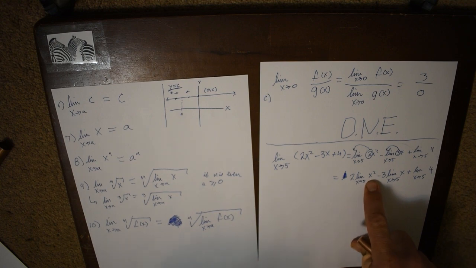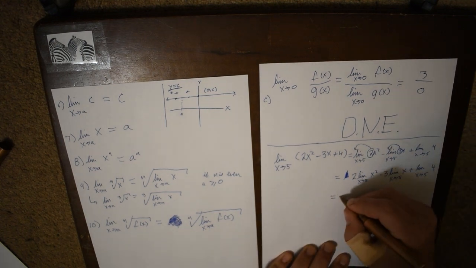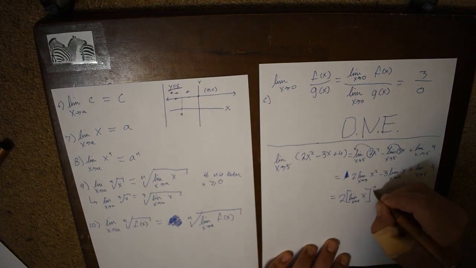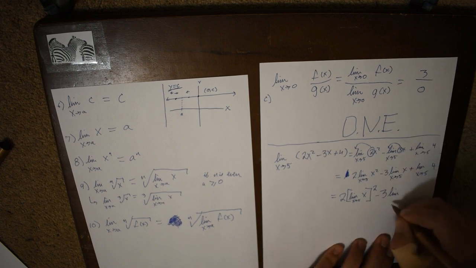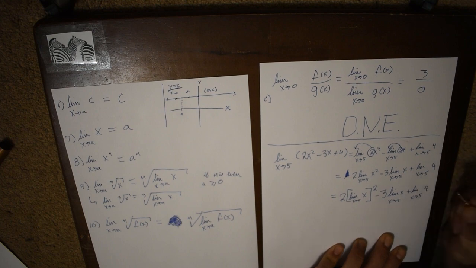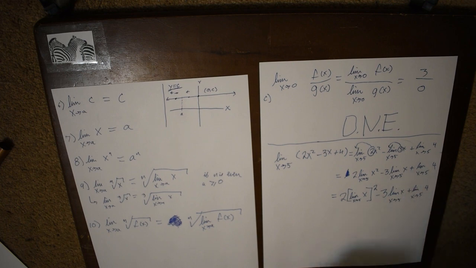The final step is to use one more limit law here and say that this is equal to 2 times the limit as x goes off to 5 of x quantity squared minus 3 times the limit as x goes off to 5 of x plus the limit as x goes off to 5 of 4. Perfect. Now all of these are set up for us to use a limit law on.